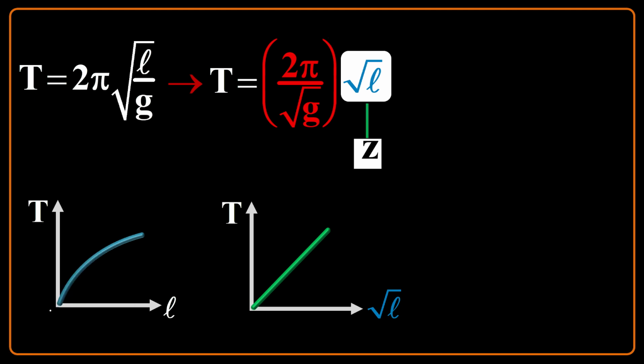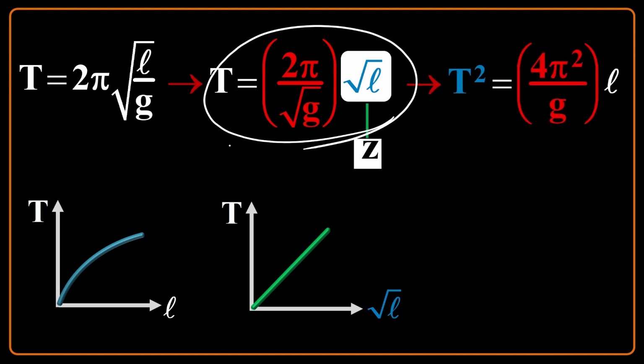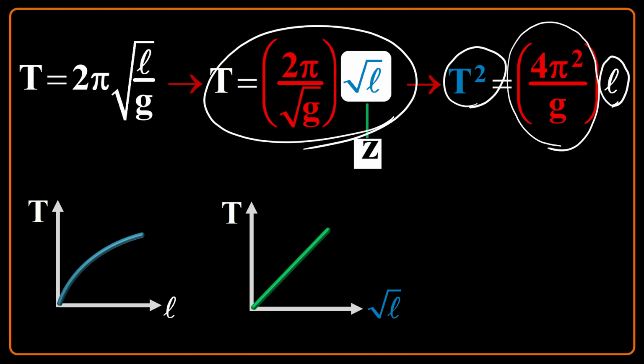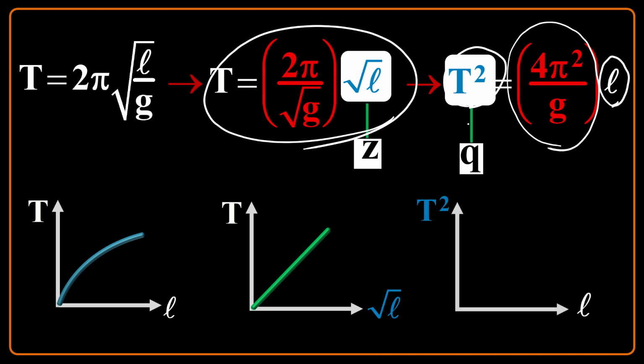Also, you can do something more. Let's raise both sides to the power of 2. Here I will have t squared is equal to those constants to the power of 2, which is not that important for me, and square root of L will be L here. Now I don't have any problem with that L. L is okay, but t squared must be packed again. Let's name it a new variable like q. So here if I draw the q versus L, which is really t squared versus L, it will be also a line.